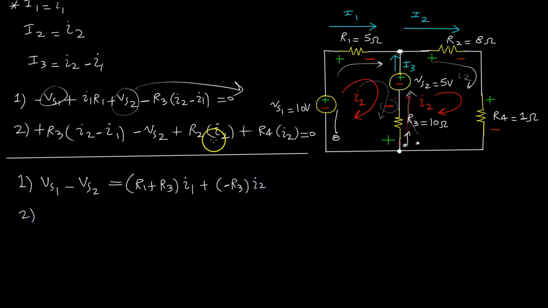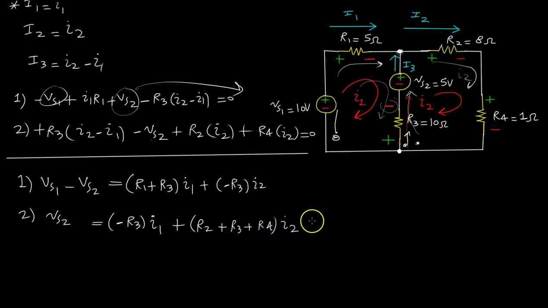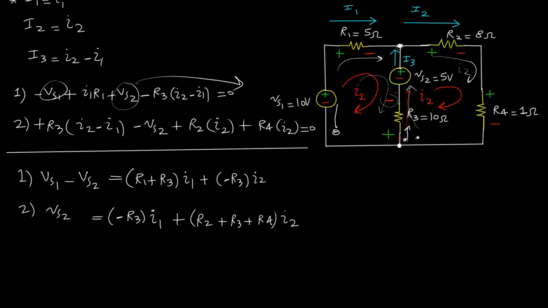The second equation, I move again VS2 to the other side. VS2 is equal to, let's simplify I1. So let's see here, I1, there's only a negative R3 I1 plus, let's look at I2. So we have R2 plus R4 plus R3. So R2 plus R3 plus R4 is I2. So having found this, we can put it into matrix form.